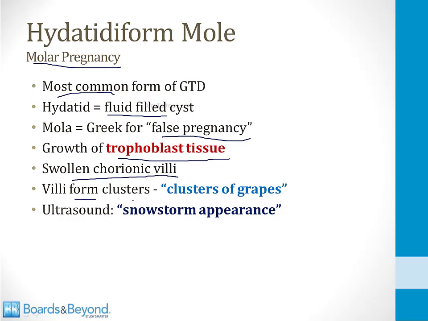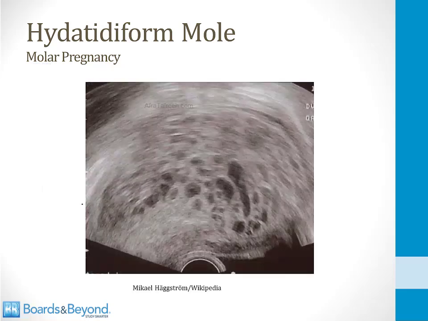The villi form clusters, and for that reason, when you look at a path specimen of a hydatidiform mole, it's often described as having the appearance of a cluster of grapes. On ultrasound, the classic description is a snowstorm appearance, and I'll show you a picture of that in the next slide. So this is what a molar pregnancy looks like on ultrasound. So the woman undergoes an ultrasound looking to see if she's pregnant, and instead you see all these black circles. Those are the swollen chorionic villi of a hydatidiform mole.